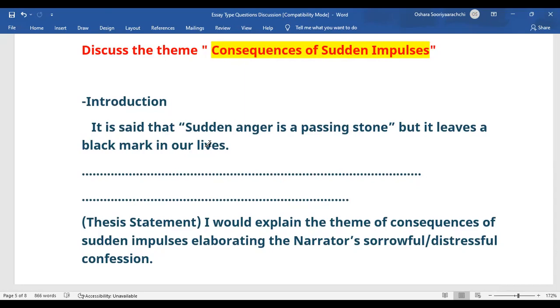And if you feel like you don't know anything about this, you can just start with the poem Farewell to Barn and Stack and Tree. It's written by A.E. Housman. So I'm telling you a way that you can improve your way of writing an answer, and you can score more marks if you are using something practical related to the question. Here I have used the phrase: it is said that sudden anger is a passing storm, but it leaves a black mark in our lives. This is just an example. You can use a better quotation than this.